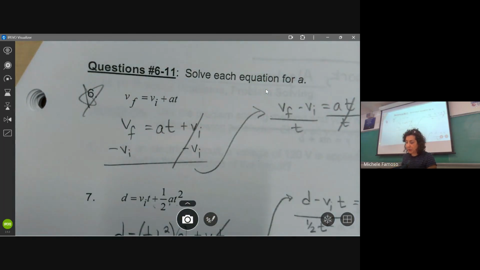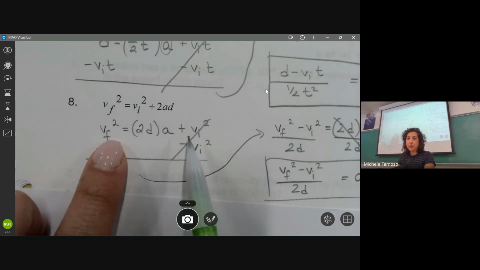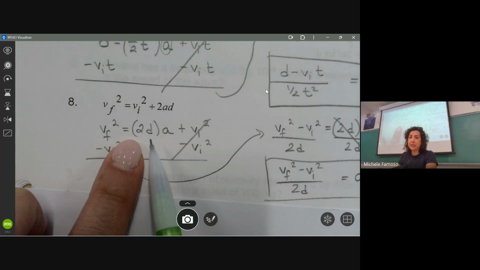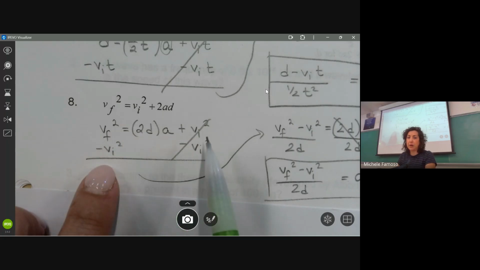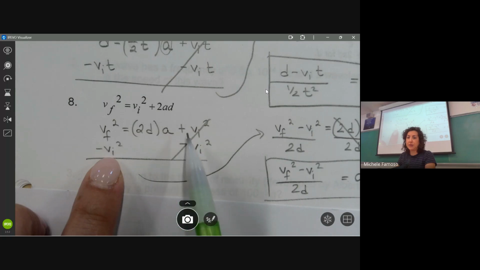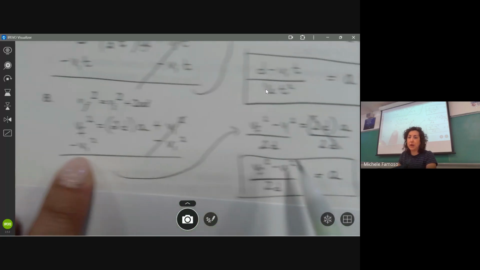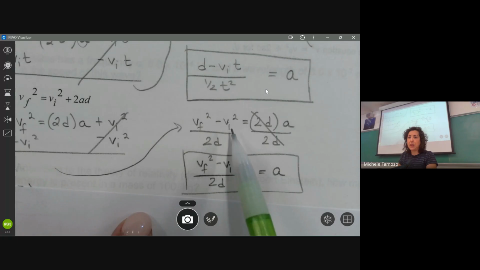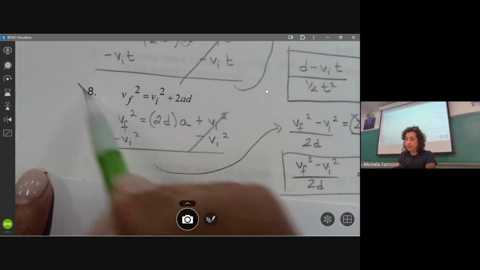Number 7 I did with you. Number 8. Again, I rearranged. And I grouped the 2 and the D together. So V F squared is 2 D A plus V I squared. I'm subtracting V I squared. So V F squared minus V I squared is the 2 D times the A. Now I'm dividing both sides by 2 D, giving me A is V F squared minus V I squared all over 2 D.